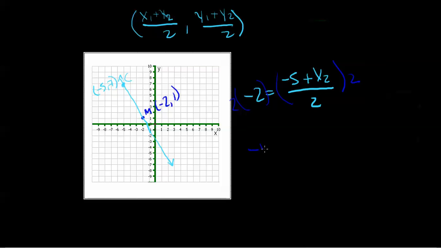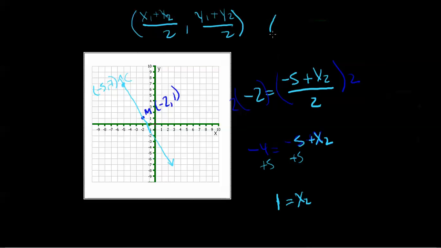This would give us negative 4 equals negative 5 plus x2. Then we can go ahead and add 5 to both sides. When we add 5 to both sides, we end up with 1 equals x2. x2 would be the x-coordinate of the other endpoint, D.